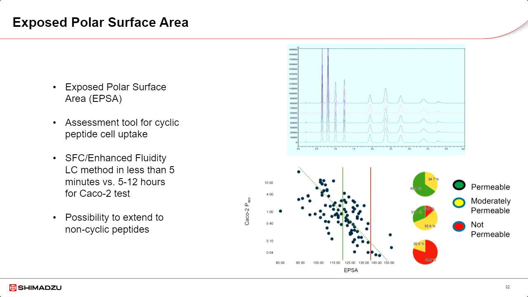Exposed polar surface area testing, or EPSA testing, is an assessment tool used for cyclic peptide cell uptake equivalency and is intended to replace, or at least predict the results of, Caco-2 testing for cell permeability. What this does is allow what is typically a 5 to 12 hour uptake test to be accurately predicted by a 5-minute supercritical fluid or enhanced fluidity LC method.